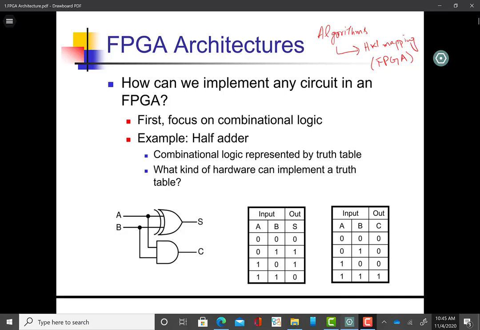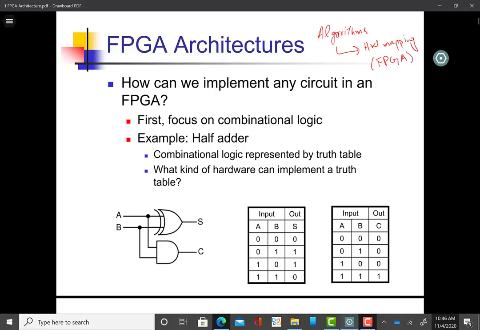Okay, so any circuit that you have studied in your DLD course, you can implement it on FPGA. It can be as simple as an adder, or it can be as complex as a full microprocessor. So you have that kind of power and that kind of computational resource at your hand.